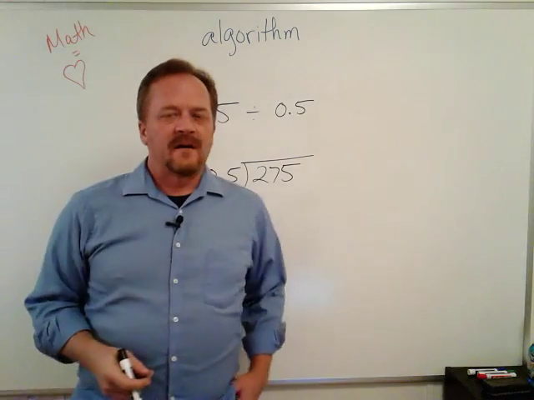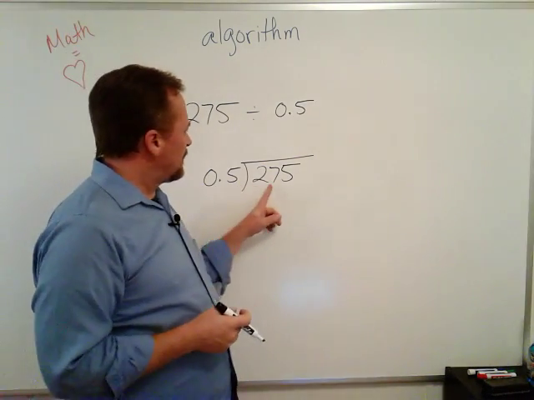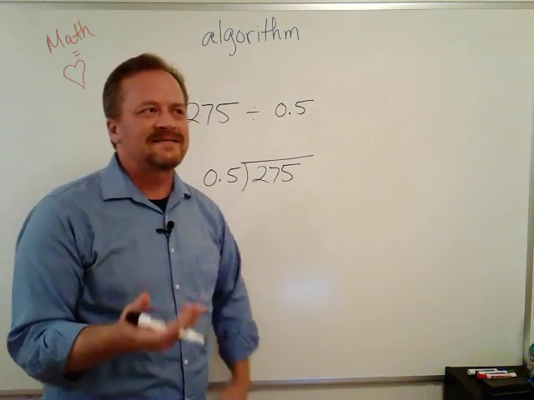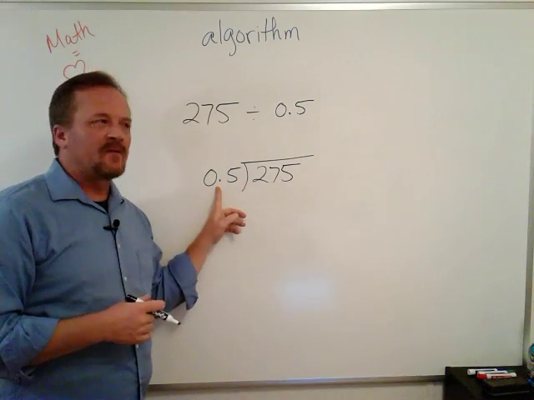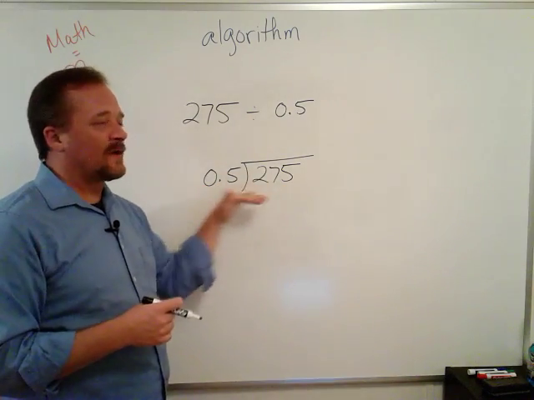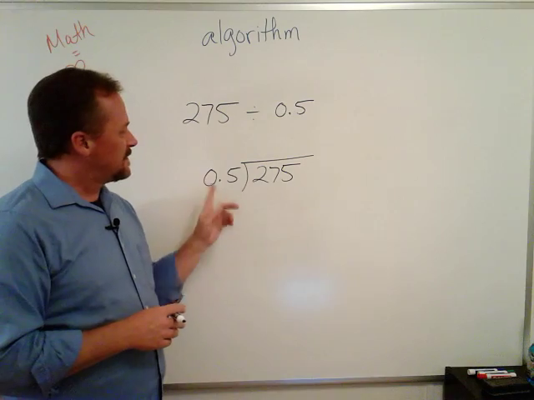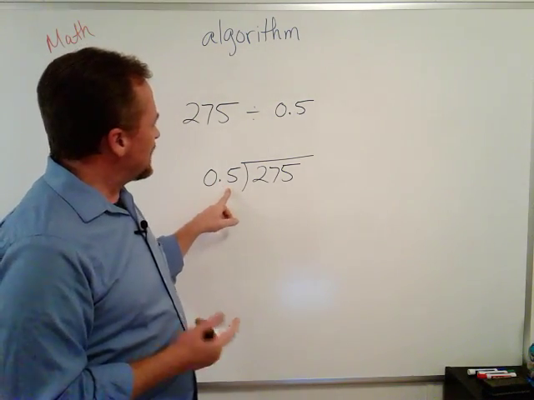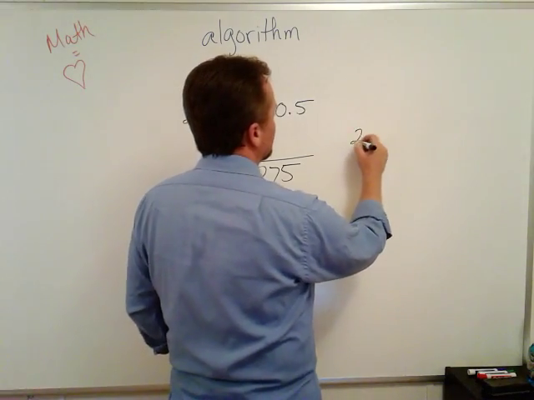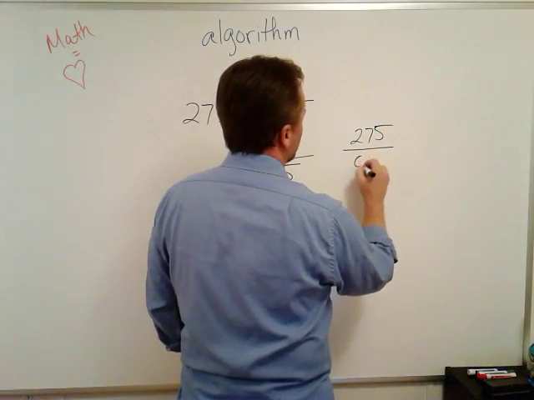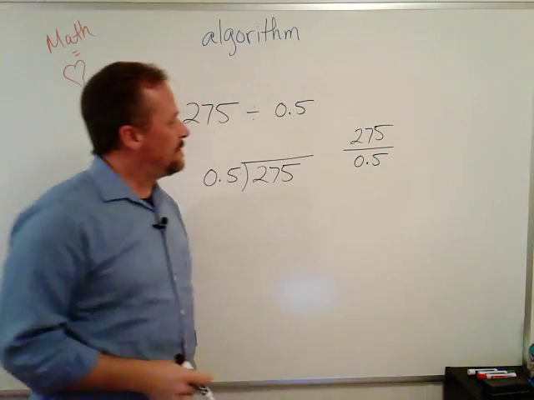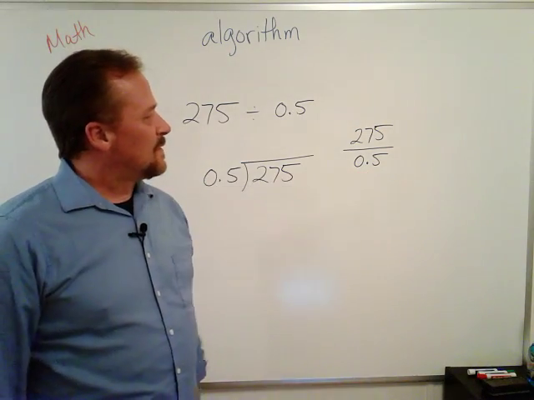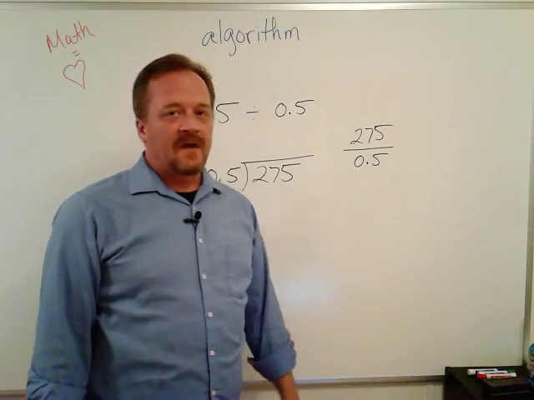Okay. Now here's something kind of weird. Before, I had the decimal here, so I could just shoot it straight up and that would be part of my answer. But this time the decimal is way over here in the number that I'm trying to figure out how many times it goes into. So we're gonna change this, okay? Since this is basically a fraction, this is basically 275 over 0.5. And since fractions generally don't like decimals, we can do a little trick here, okay?